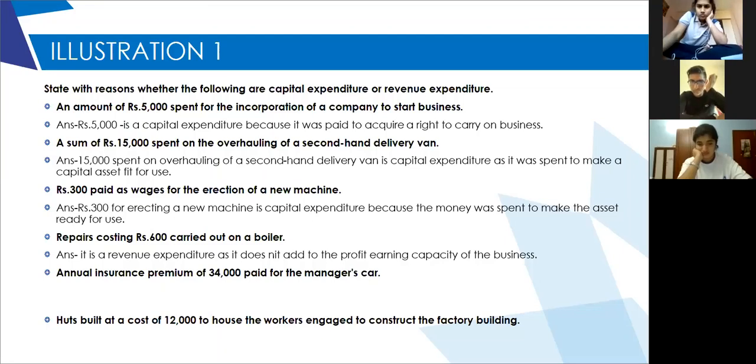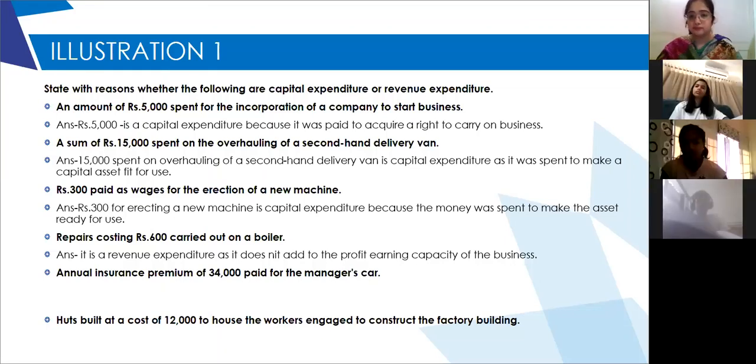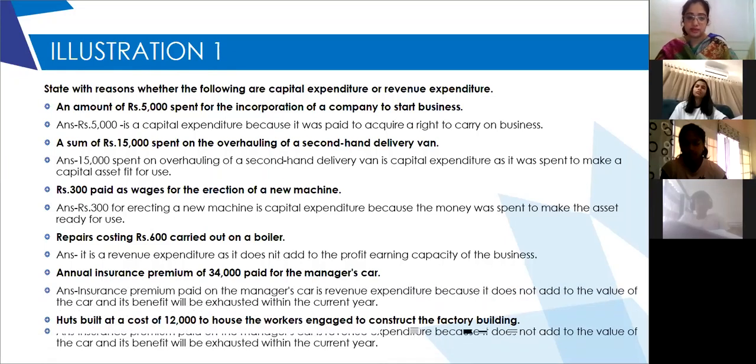Okay, Divyata, next one. Annual insurance premium of 34,000 paid for the manager's car. Revenue. Revenue is correct because it is a yearly expenditure. The benefit is within the current year. It is not carried forward for more than the first year.